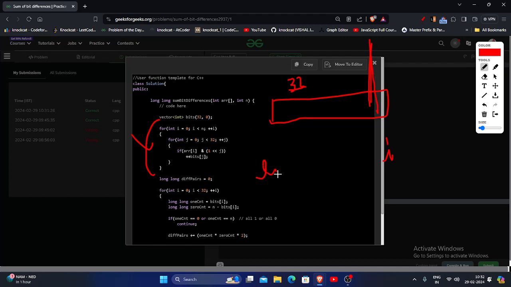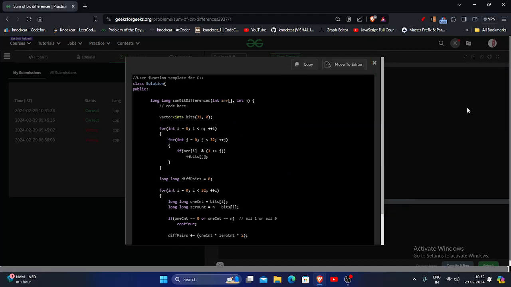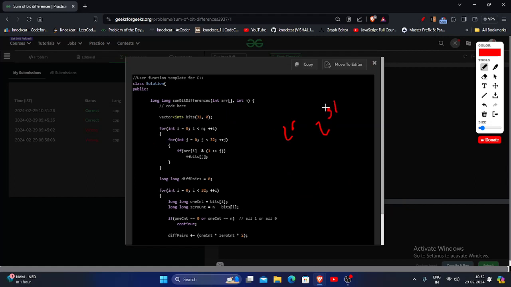And again, I will tell you one more thing. If it is a big number, a long, then this 32 becomes 64, because long is represented up to 2 raised to 63. Binary is represented from 2 raised to the power 0 up to 2 raised to the power 31, and if it is a long number, it goes till 63. So this 32 will turn to 64 if it is a long. Since here it is int, this works fine.